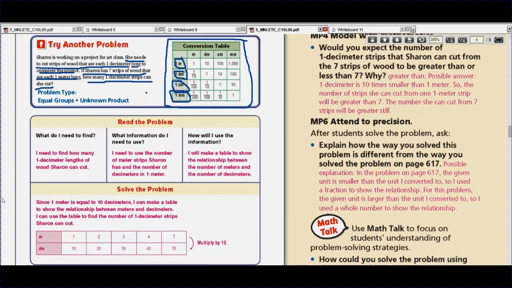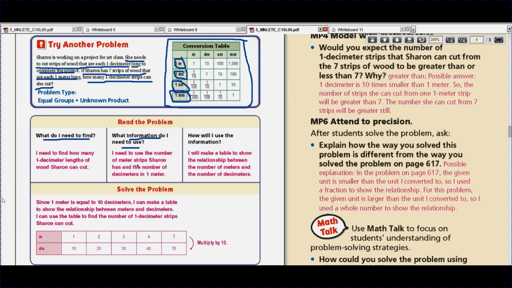So we have 3 main questions to solve the problem. You don't have to write it in the exam, but you have to think about this in this way. We have here, what do I need to find? I need to find how many 1 decimeter lengths of wood Sharon can cut. What information do I need to use? I need to use the number of meter strips Sharon has and the number of decimeter in 1 meter.